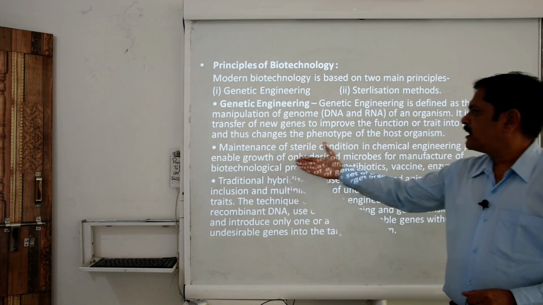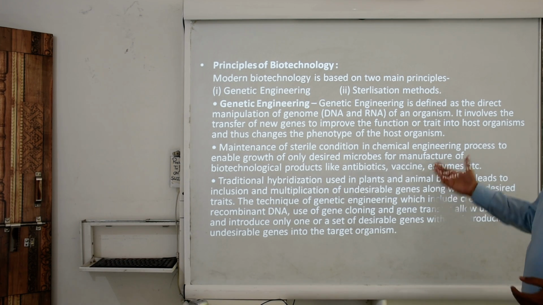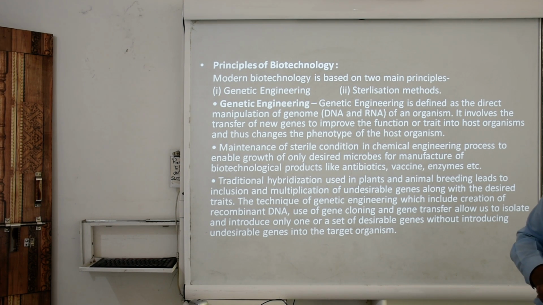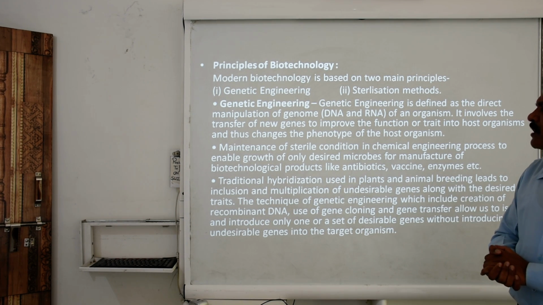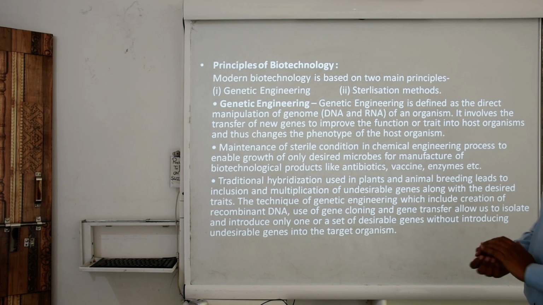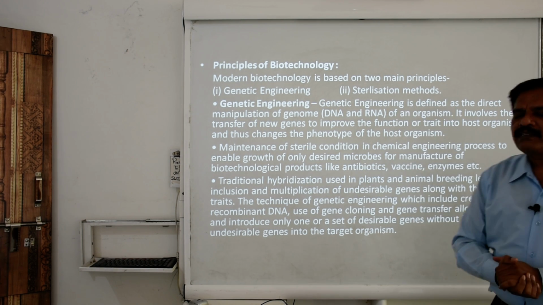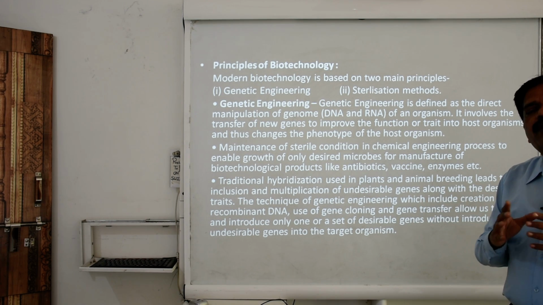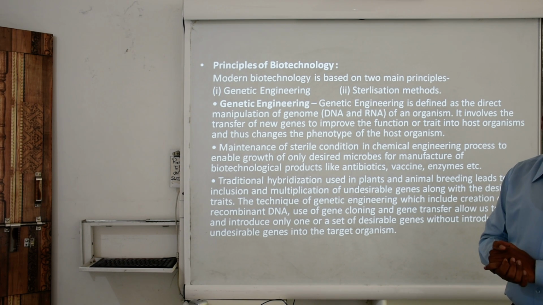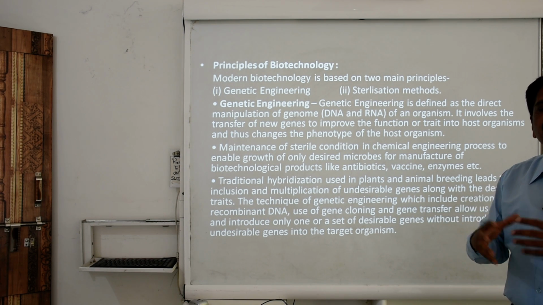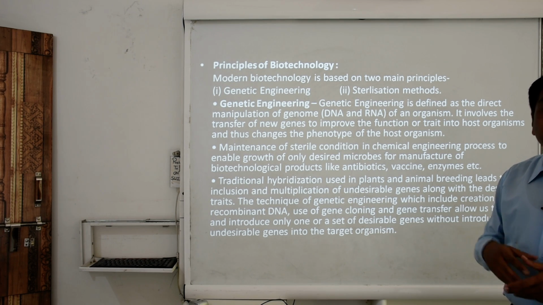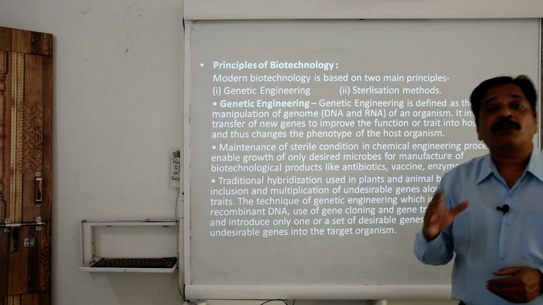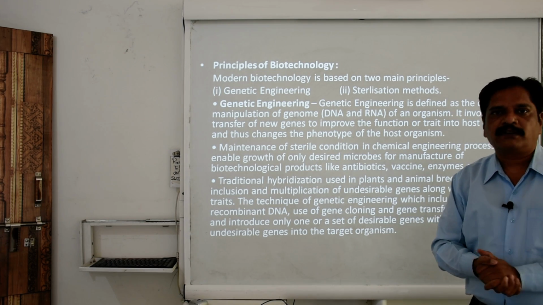Now, the maintenance of sterile conditions in the chemical engineering process enables growth of only desired microbes for manufacture of bacteriological products like antibiotics, vaccines, enzymes, etc. This comes under the sterilization method. Clear? This sterilization method is nothing special. It actually provides quite hygienic conditions, a beneficial condition for the accurate copying of the manipulated genetic material without interference from the surroundings. Clear? On a large scale.